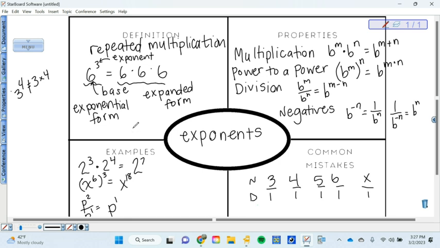So let me just show you a couple examples. I'm going to erase this stuff.